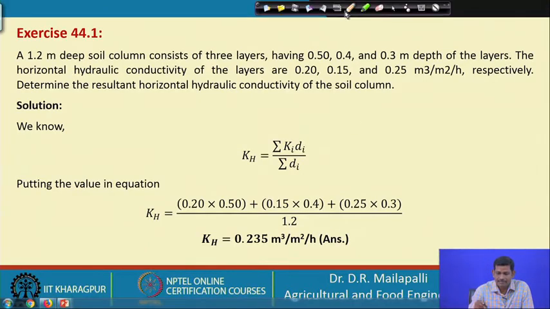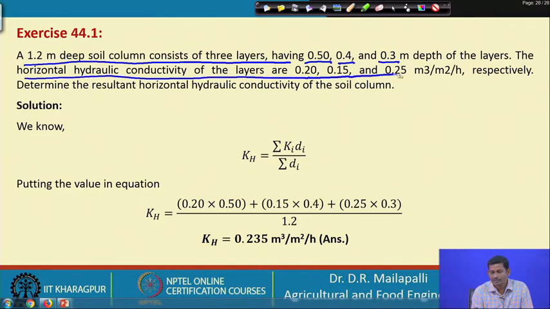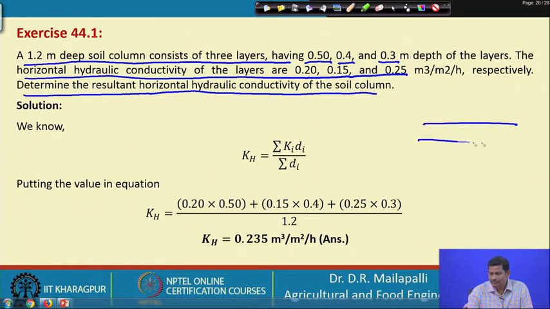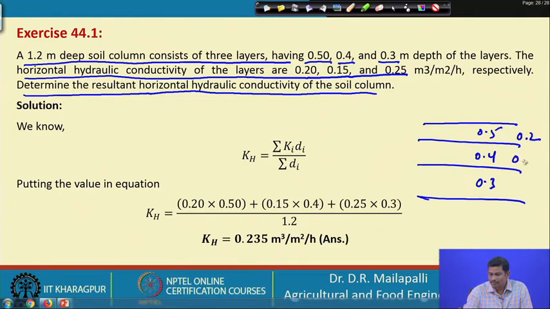Here is an example. A 1.2 meter deep soil column consists of three layers with depths of 0.5, 0.4 and 0.3 meter. The horizontal hydraulic conductivities of the layers are 0.2, 0.15 and 0.25 meter cube per meter square per hour respectively. Determine the resultant hydraulic conductivity of the soil column. So, you have a horizontally layered soil column with layer depths 0.5, 0.4 and 0.3 meter, and these hydraulic conductivities. What would be the average hydraulic conductivity for the whole soil system?